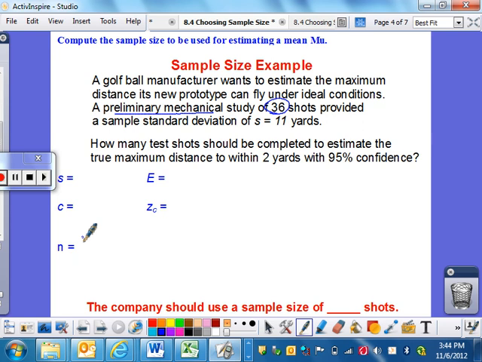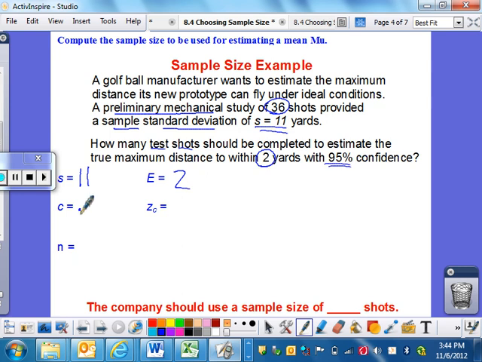In this study, what we want to take out is a sample standard deviation of 11. So I know that my standard deviation is 11 yards, give or take, from our estimated mean. How many test shots should we hit to make a solid estimate that the true maximum distance, if you hit it the exact same way or with a machine, is within 2 yards? If you ever see the phrase like within, that's your error. I want to be within 2 yards. My error is 2 yards, give or take, from my actual estimate. And then how confident am I?